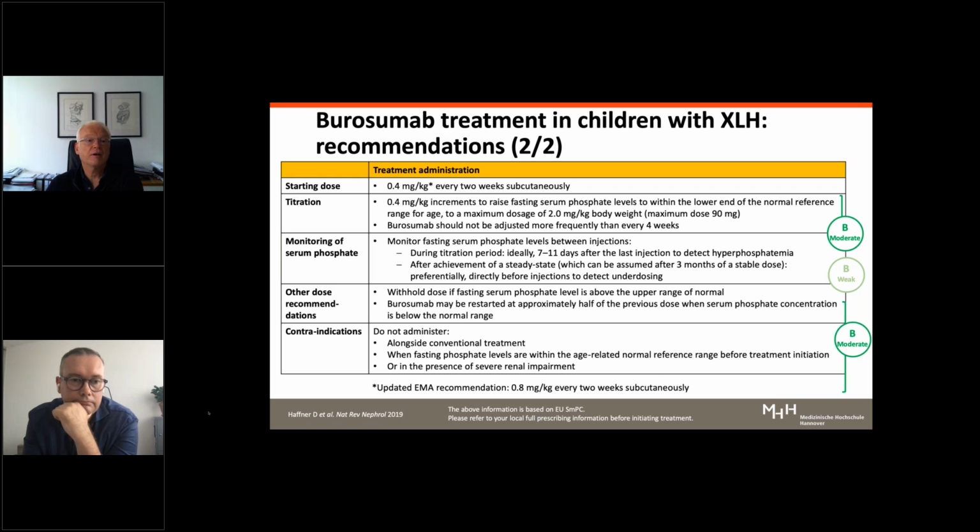So if phosphate levels are even increased above a normal range, you should withhold the dosage and maybe restart it with half of the dosage if the phosphate levels are below the normal range again. And conventional treatment is not allowed to be combined, so you must stop active vitamin D and calcitriol before you start this medication.